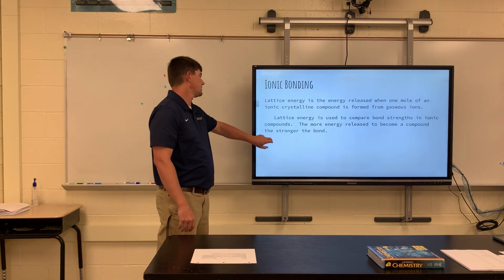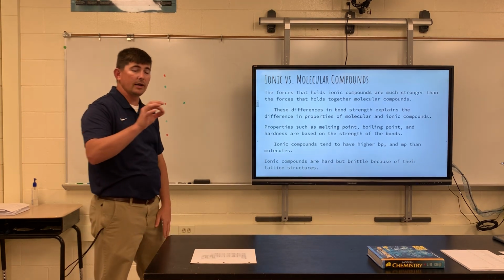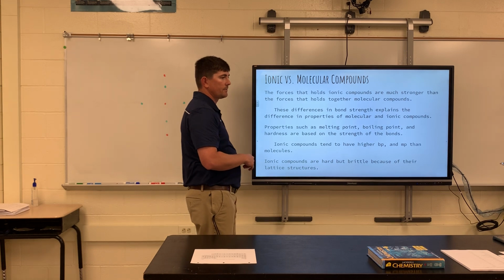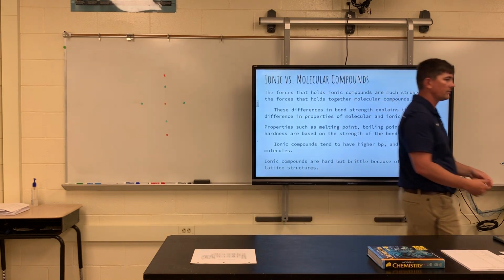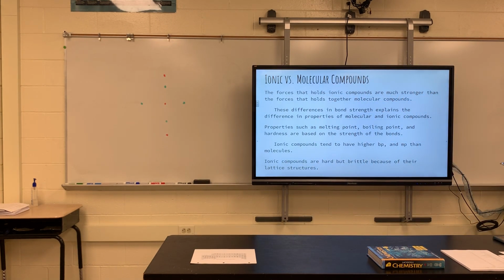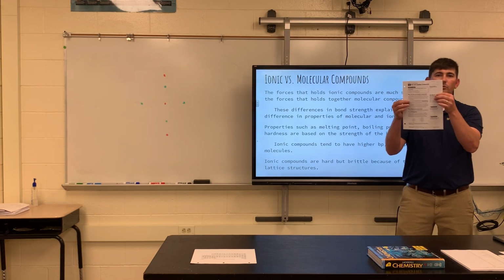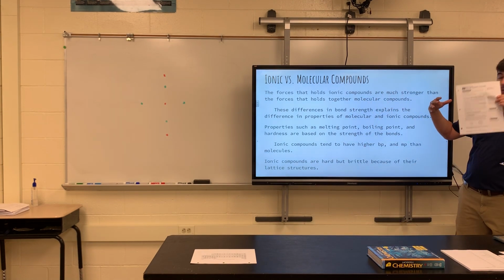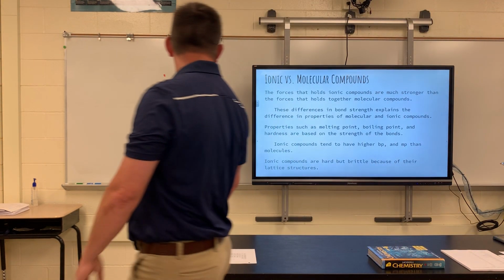Okay, one ion to the next. So a little bit about ionic versus molecular. And now this is the one in the first packet that y'all did, the one that we did. Let me see if I can find it real quick. This little ionic covalent compound worksheet that y'all did, in large part, was talking about this. How do they compare? What's the difference between those two things? So, ionic compounds versus molecular compounds.